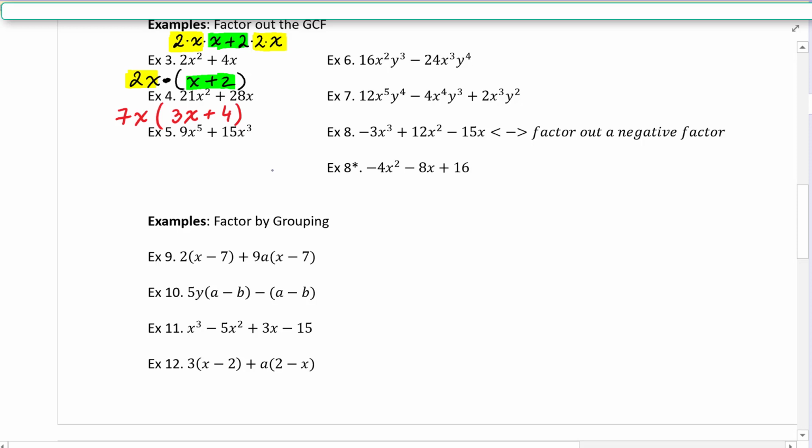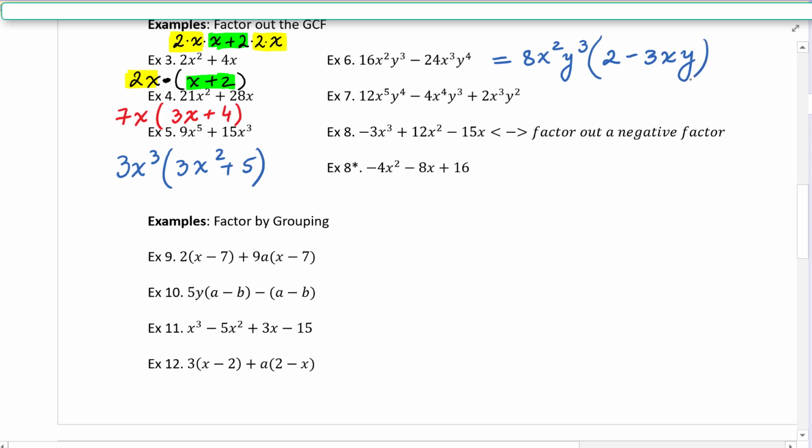And then example 5, 9x to the 5th and 15x to the 3rd, 3x to the 3rd, it's a common factor, and we have left 3x to the 2nd plus 5. Now let's take a look at example 6 really quick. We have 16 and 24, so the common factor is 8. Then we have x to the 2nd and x to the 3rd, so x to the 2nd, it's a common factor, and y to the 3rd and y to the 4th, y to the 3rd, we copy the lowest one. What is left when we factor that out? It's a 2 minus 3xy.